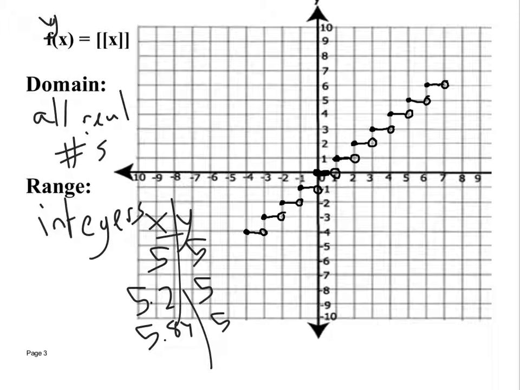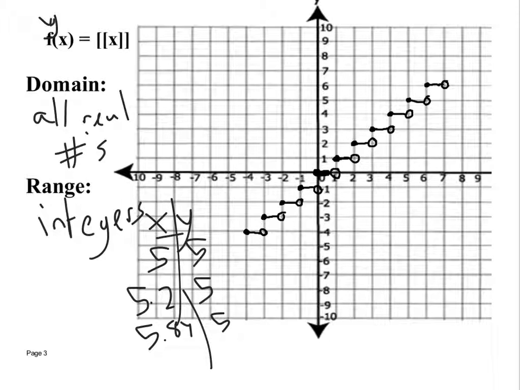So x can be anything, right? It could be 2, it could be 3, it could be 3.3, it could be 3.14444. It could be anything. But what's my y always going to be? It's going to be an integer. It's going to be a whole number if it's positive, but integers include negative numbers and whole numbers. So no matter what my x is, it's always going to be an integer. And you can see that.